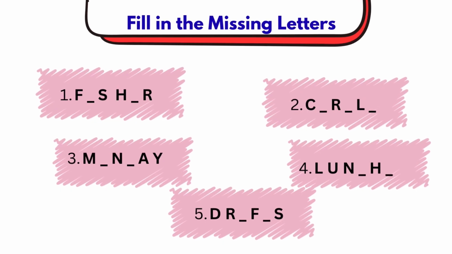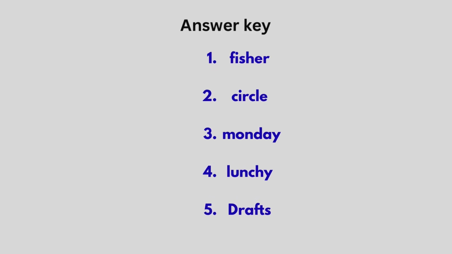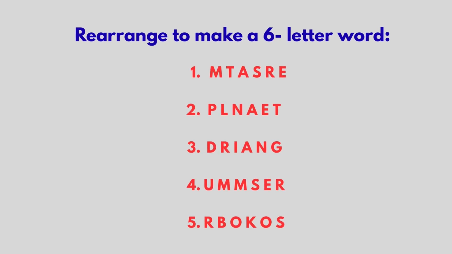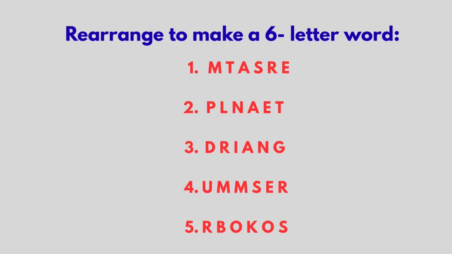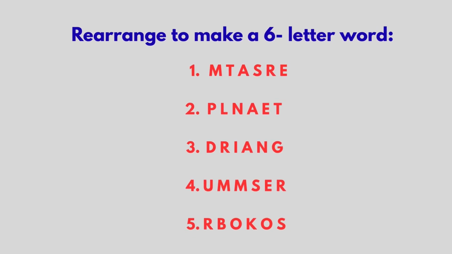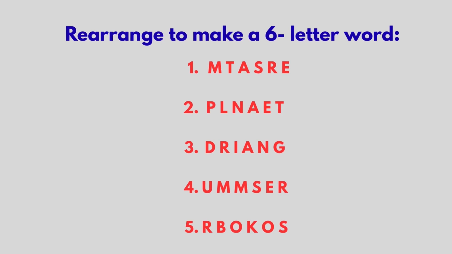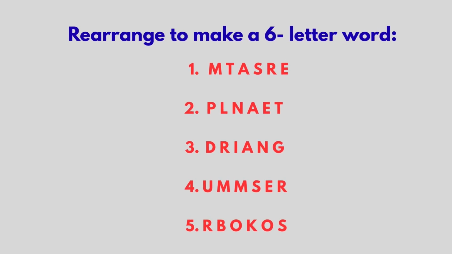Okay, so now a few words here to rearrange to make a 6-letter word. First letters are M T A S R E. These are all random letters, so you need to rearrange them and make a new meaningful word. Okay, P L N A E T, D R I A N G, U M M S E R, R B O K O S. These are all the words written here in a jumbled form. You can rearrange and check your answers at the back.